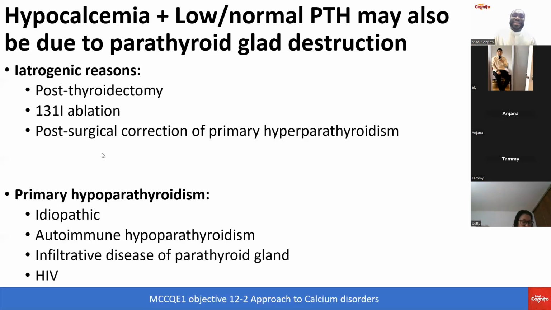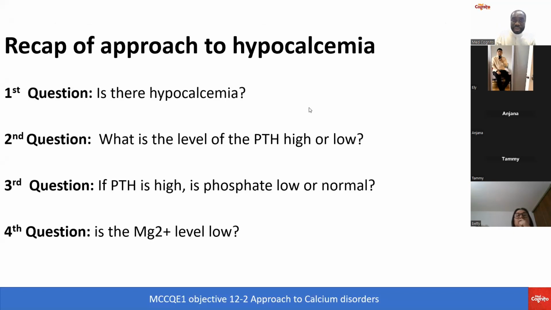And then this particular one about primary hypoparathyroidism is basically, reviewing all the things we've said, that HIV can cause hypoparathyroidism, idiopathic causes, autoimmune, infiltrative diseases like iron overload can also cause this. So if you have a patient who presents with hypocalcemia, I want us to recap everything. There are questions you want to ask yourself in an exam situation. Number one, is there hypocalcemia? Number two, what is the level of the parathyroid hormone?